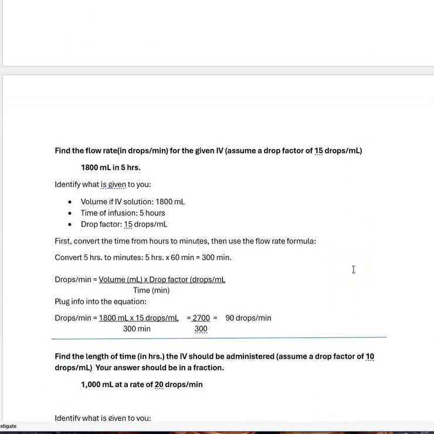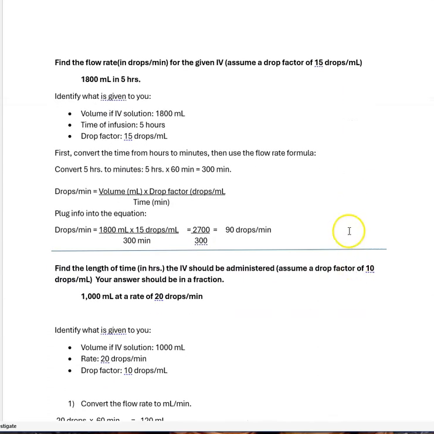Okay, flow rate and drop rate, I think it is called. I'm going to send you another video of this also, because this can be a little trying. So I've got 2 problems here. Find the flow rate for the given IV, assuming the drop factor of 15 drops. First, identify what you have. My volume is 1,800 milliliters. My time of infusion is 5 hours. My drop factor is 15.